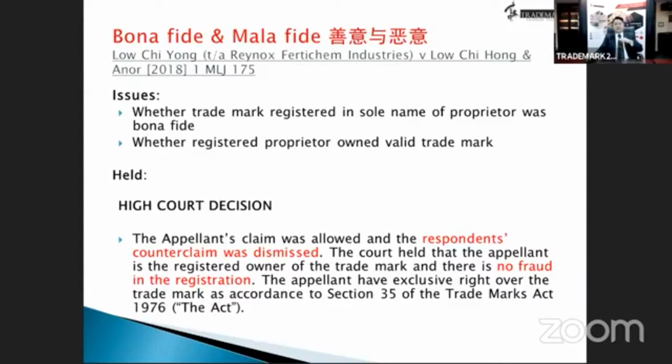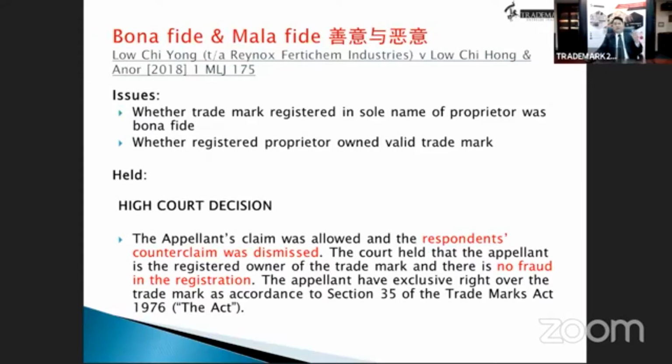Now, if you twist the facts around, let's say you and your partner start a business, and the business is running using this particular trademark, and then you went out and tried to register the trademark in your own name. Can you do that? The answer is no, because you've done it in bad faith. Okay. However, in this case, the court said that Law Chi Yong did it in good faith.